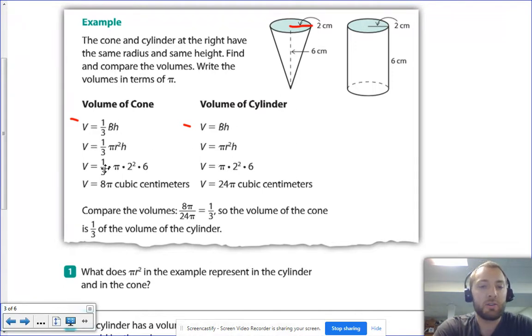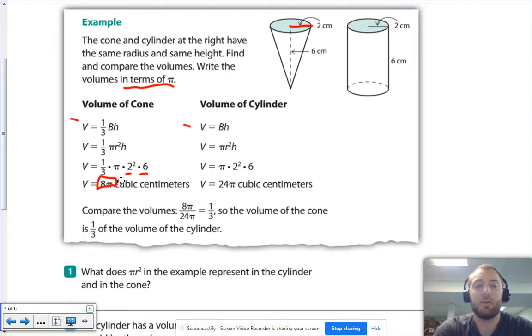And so 1/3 pi r squared, you put in the 2 for the radius times the height. 2 squared is 4. 4 times 6 is 24. And then 1/3 times 24 is 8. So it's left in terms of pi. That's what it means. You have pi in your answer. So 8 pi. Should be a box on that, 8 pi.